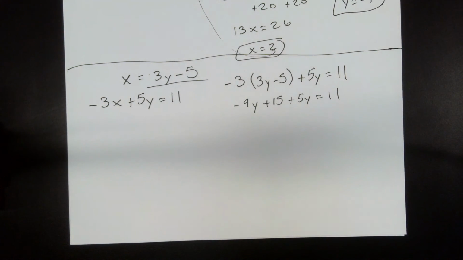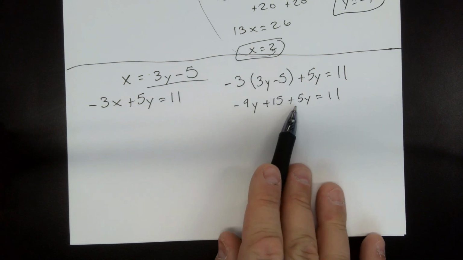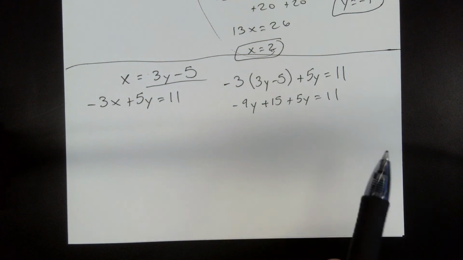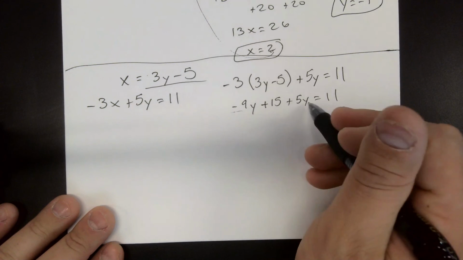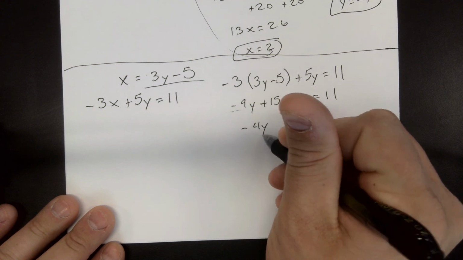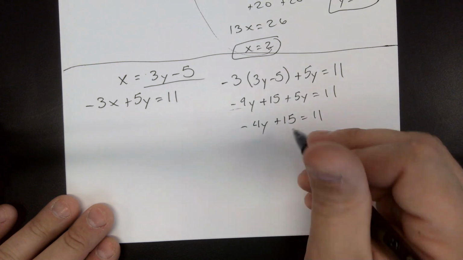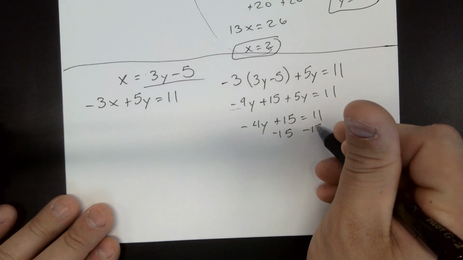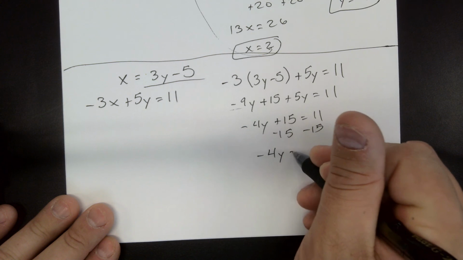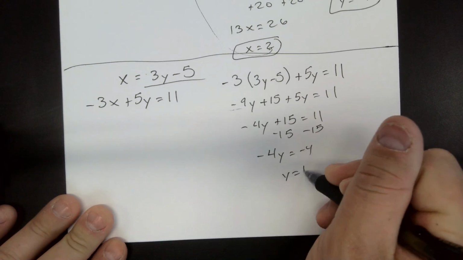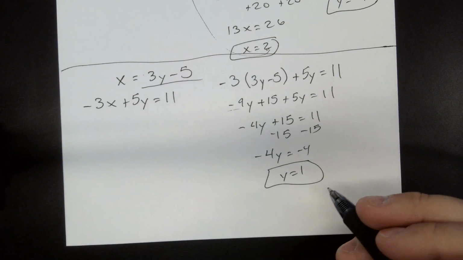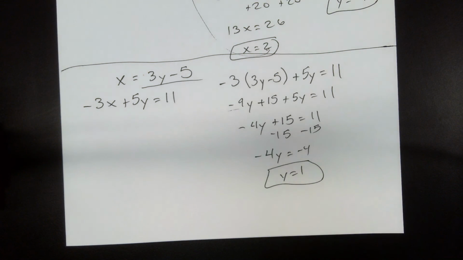Now this is where I figured some people would go wrong right here. If you went 9y plus 5y and got 14y, you're wrong. Because it's a negative 9 plus 5, which is negative 4, plus 15 equals 11. Subtract 15. Negative 4y equals negative 4. Y equals... Who in here got y right? Raise your hand. Not bad, not bad, not great.